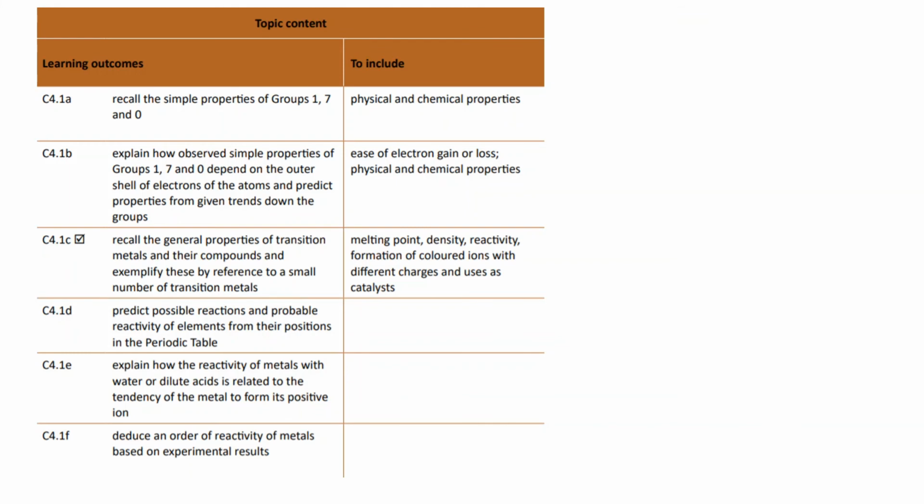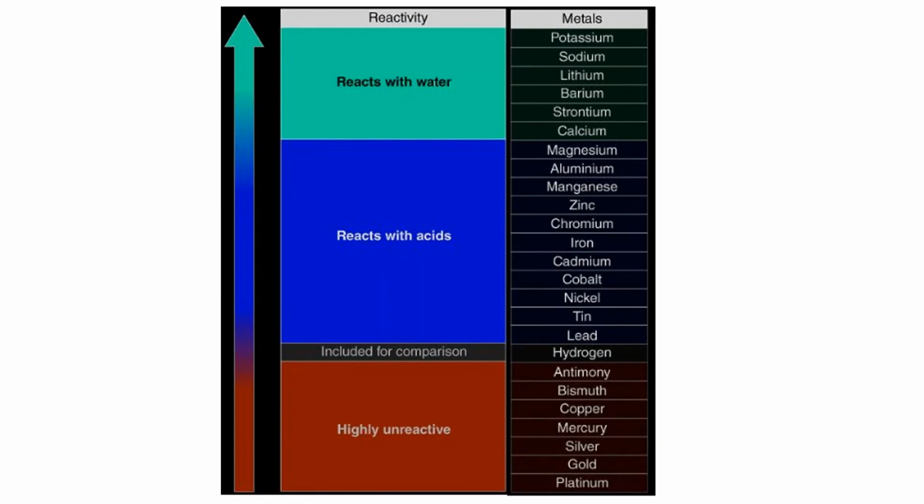Now let's have a look at the reactivity series. We're looking at C4.1e. Explain how the reactivity of metals with water or dilute acids is related to the tendency of the metal to form its positive ion. So if you look at the reactivity series, the most reactive is potassium, then it's sodium, lithium, barium, strontium, calcium, magnesium, aluminium, manganese, zinc, and so on, going all the way down to platinum.